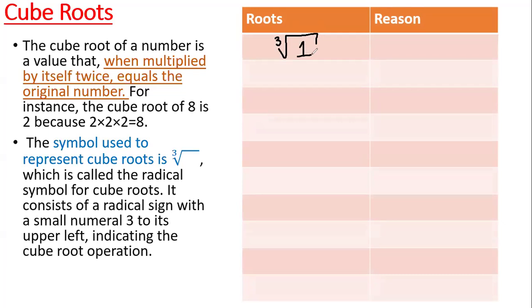1. Y'all sure? Yes, sir. Why? Because 1 times 1 is 1. Very good. Because 1 times 1 times 1 is 1. All right. That's the cube root of 1. Okay, now let's do the cube root.